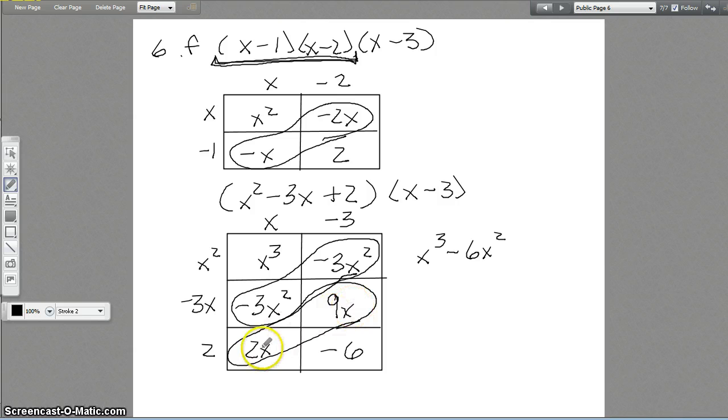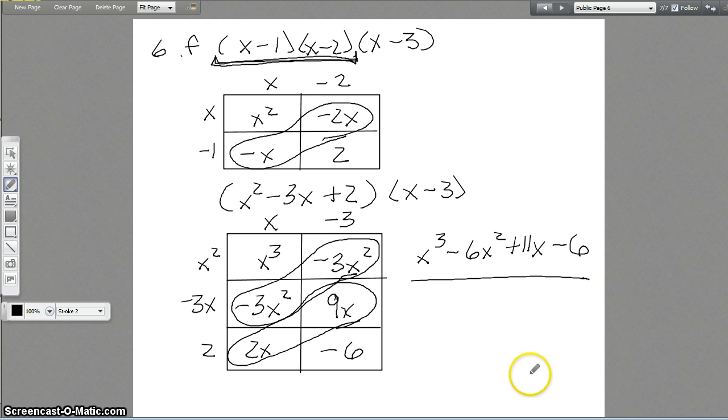I have 9x and 2x. I had 9 x's. I got 2 more. That means I have 11 of those x's. And then I still have a negative 6 over here. So this is our answer, x cubed minus 6x squared plus 11x minus 6.